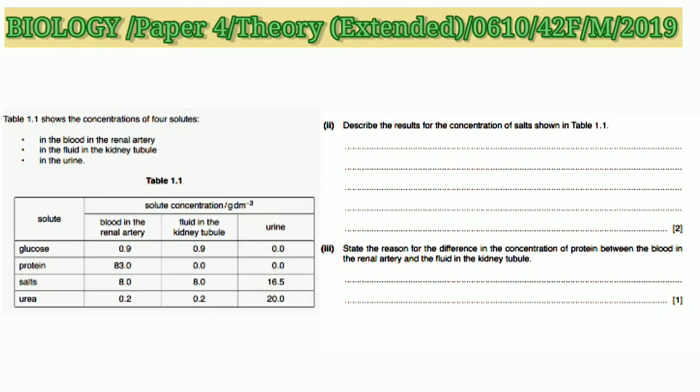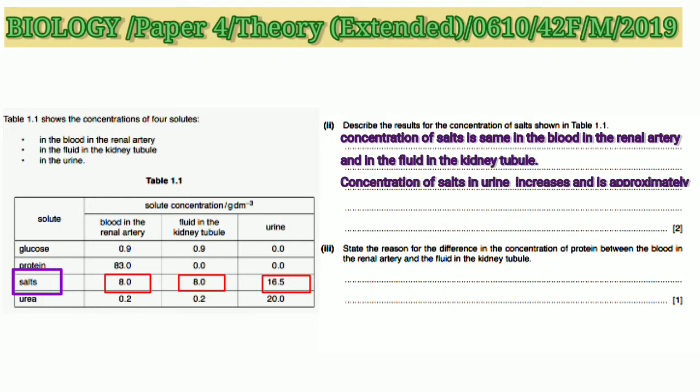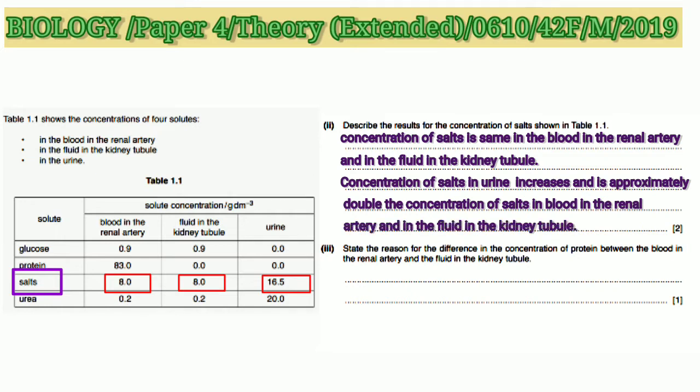In next question, we are asked to describe the results for concentration of salts shown in table 1.1. Concentration of salts in blood in renal artery is 8 and that in fluid in kidney tubules is also 8 gram per dm cube. That in urine is 16.5 gram per dm cube, which is almost double the concentration in the other two. So we can write, concentration of salts is same in blood in the renal artery and in the fluid in the kidney tubule. Concentration of salts in urine increases and is approximately double the concentration of salts in blood in the renal artery and in the fluid in the kidney tubule.